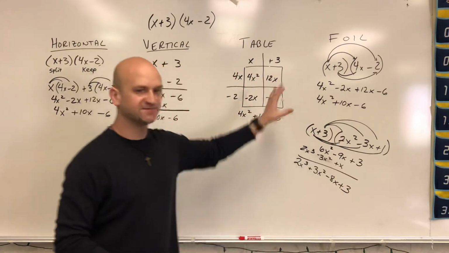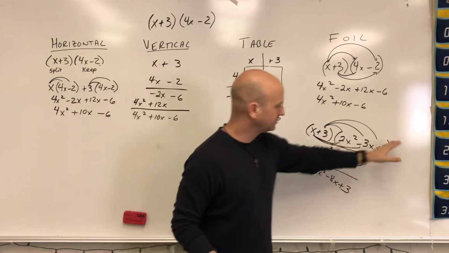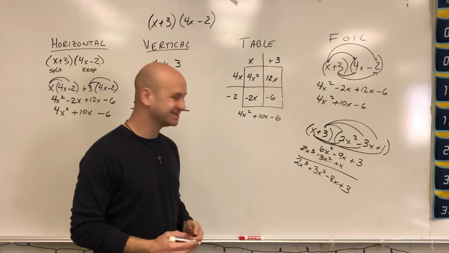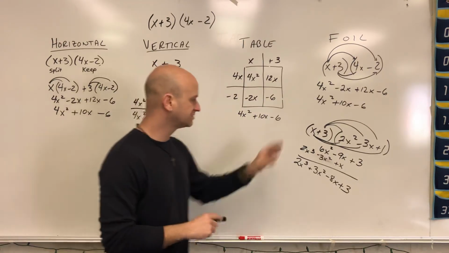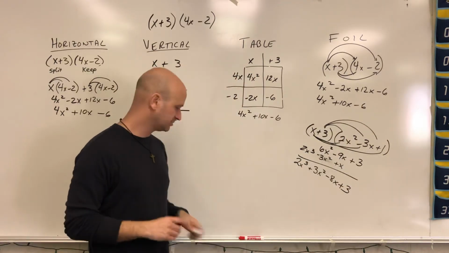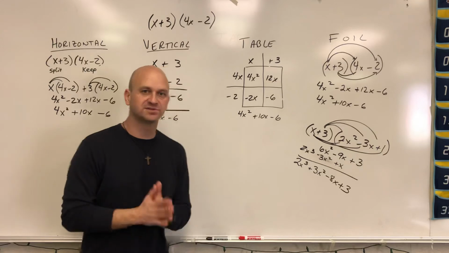So this idea of FOIL can be used if we had 4 or 5 or 6 terms in that particular parenthesis. The same method works. Each of these parts gets multiplied by each of the parts in the parentheses. So hopefully this helps you out.